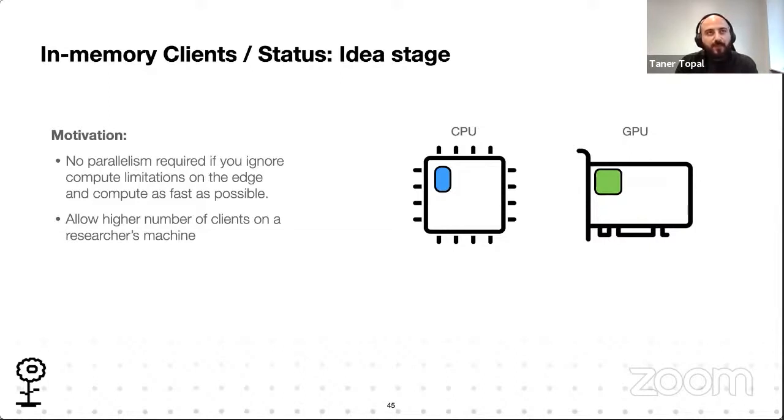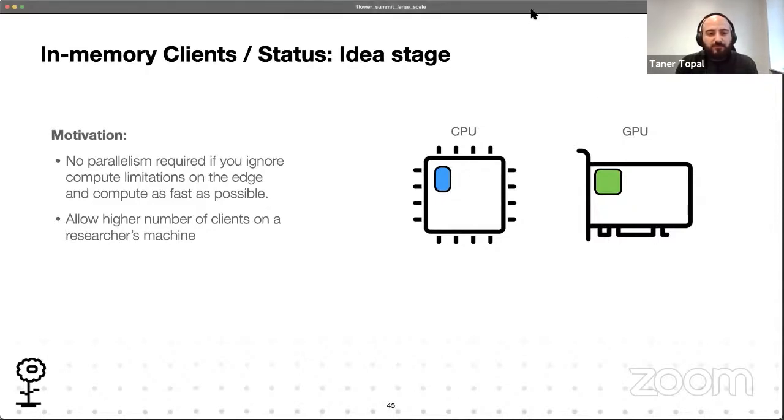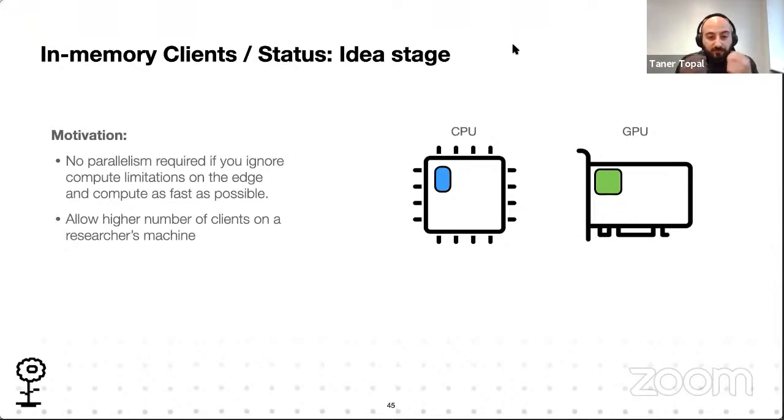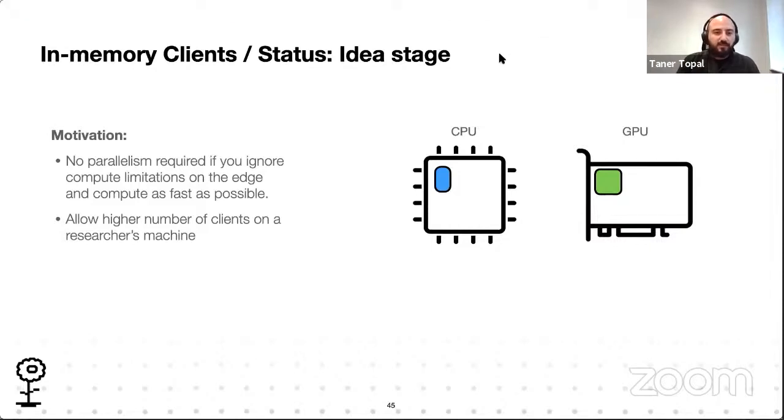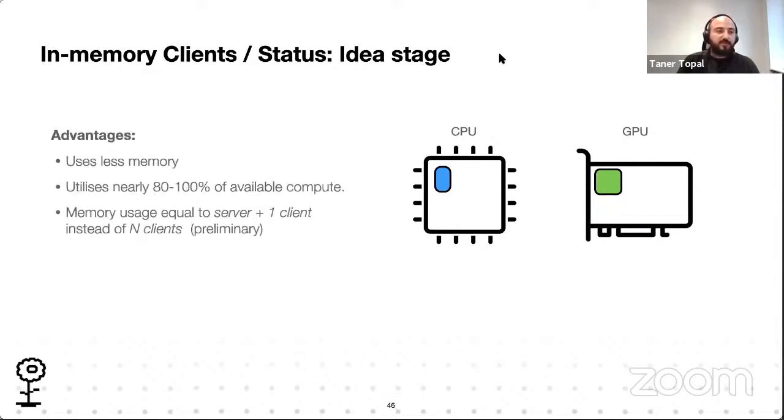With some limitations, where you're not interested in, for example, simulating compute limitations, which you can do with a virtual client manager, in those cases you might be fine with using a sequential model, which will compute each client sequentially. So now, can you go to the next?